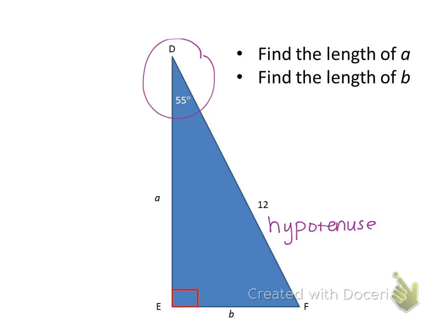Now, in relation to angle 55, Hunter, what is the opposite side? B, perfect. And Dean, what is my adjacent side? A. So of those three sides, hypotenuse, adjacent, and opposite, I'm going to ask myself, which one did they actually give me a number for? Which one did they give me a number for?